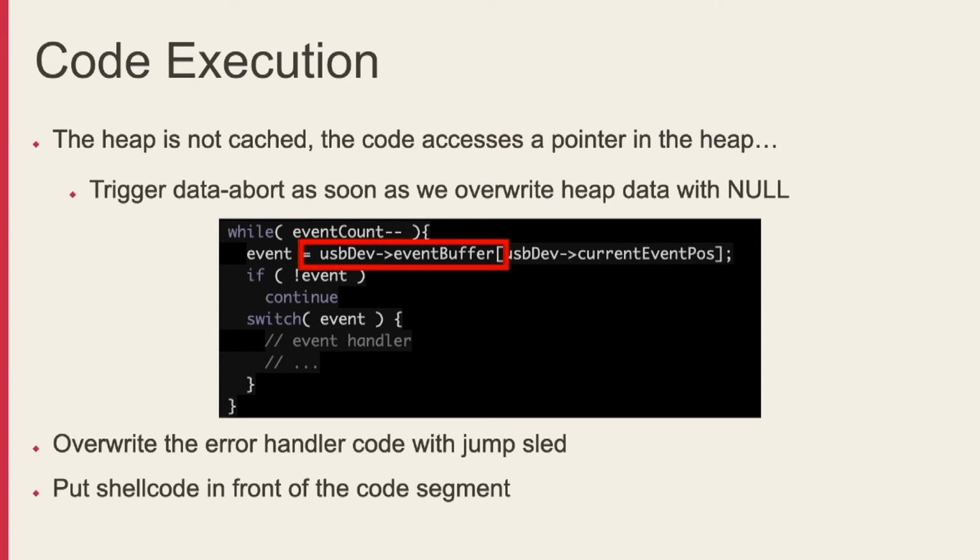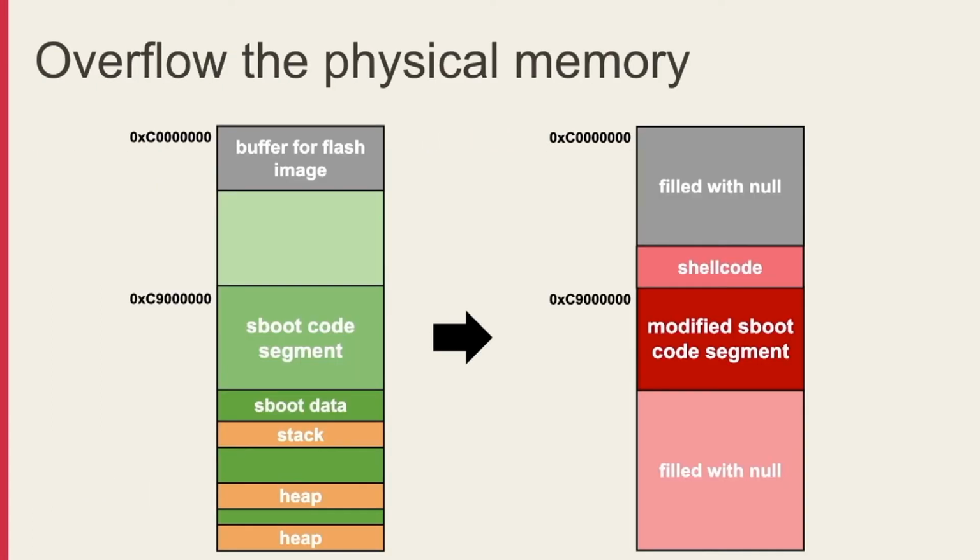Once data abort is triggered, it will jump to the error handler immediately. The error handler function has never been executed, thus it is not cached. We can just put a jump slide on the error handler, and we put the shellcode in front of the code segment to ensure it will not be affected by the CPU cache. In conclusion, we overflow the memory according to the layout. Then, we can achieve arbitrary code execution in secure boot.